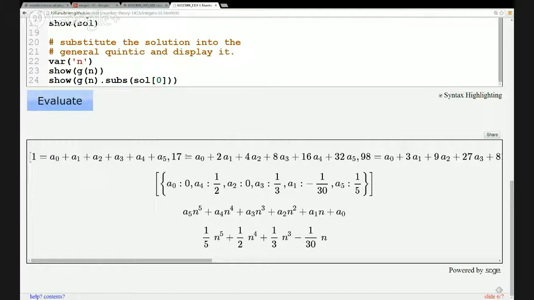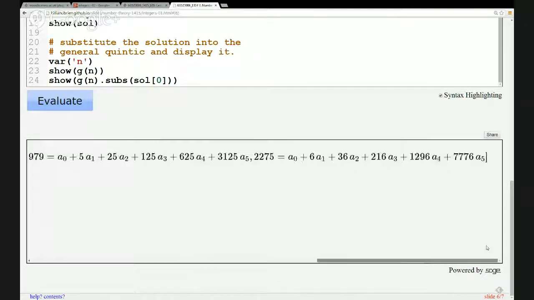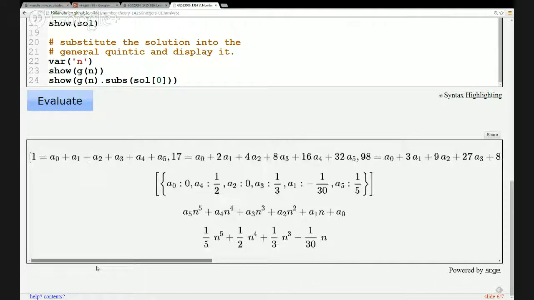17 is 1 to the power 4 plus 2 to the power 4, 1 plus 16. So 17 is equal to that general quintic where m is equal to 2. And so there's just a big long set of equations there, all the way up to 2275, which is the sum of 1 to the power 4 plus 2 to the power 4, etc., all the way up to 6 to the power 4. It solved the equations, and these are the solutions. a0 was 0, a4 was a half, and so on. So that's what the polynomial looks like there.